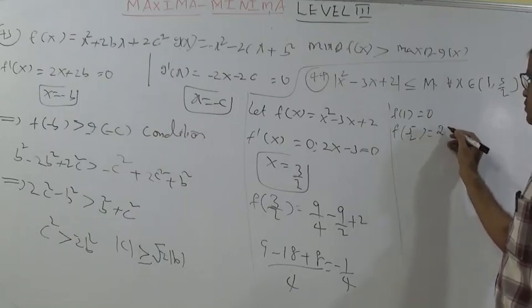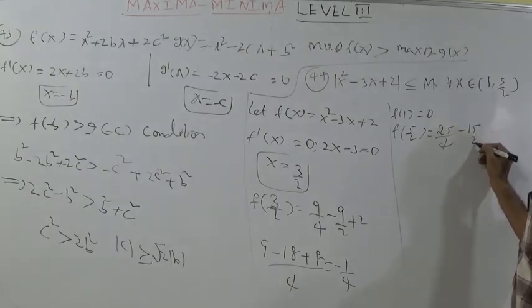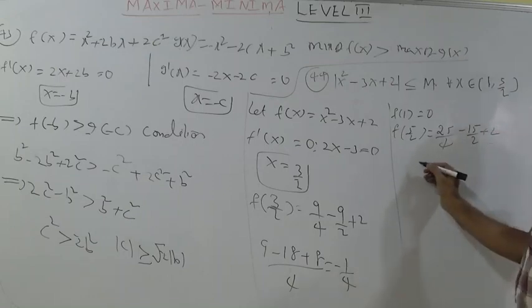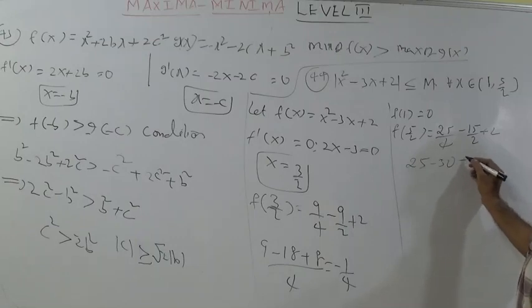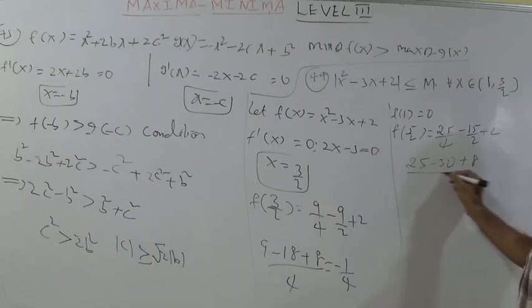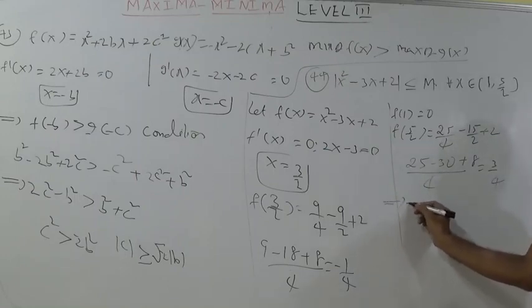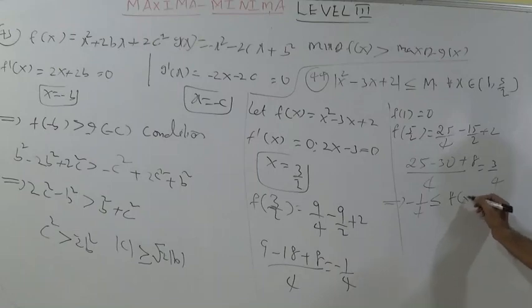Now let us substitute the value 5 by 2 also. If we substitute 5 by 2 here, we can write 25 by 4 minus 15 by 2 plus 2. Take an LCM: 25 minus 30 plus 8 whole by 4, this is 3 by 4. So we got 3 by 4, which implies the function lies between minus 1 by 4 and f of x less than or equal to 3 by 4.